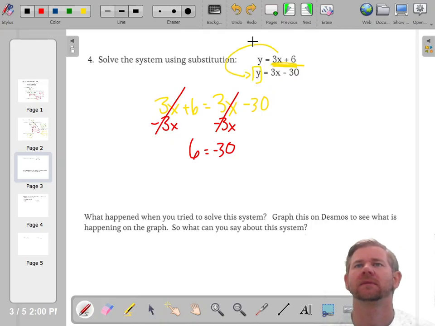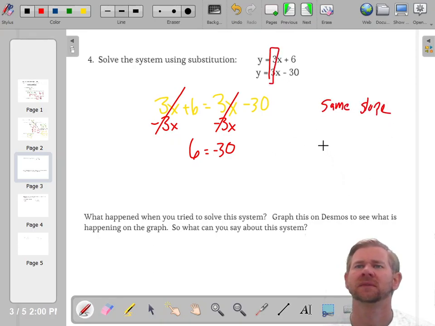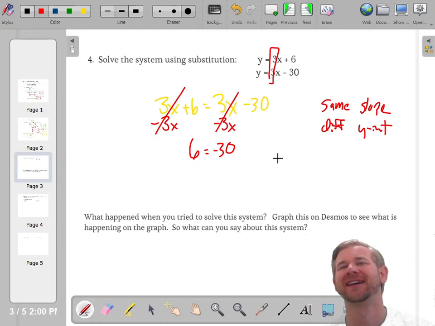Wait, what happened? Okay, so why is this happening? Well, they have the same slope, and they have different y-intercepts. They're parallel. These are parallel lines. They have the same slope and different y-intercepts, so there is no solution.